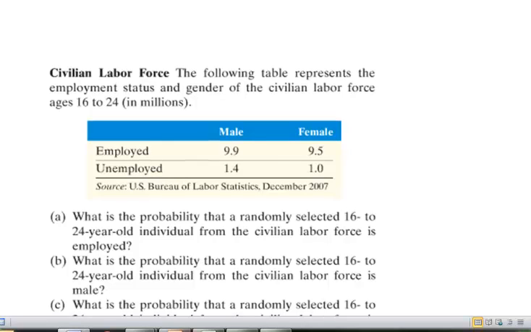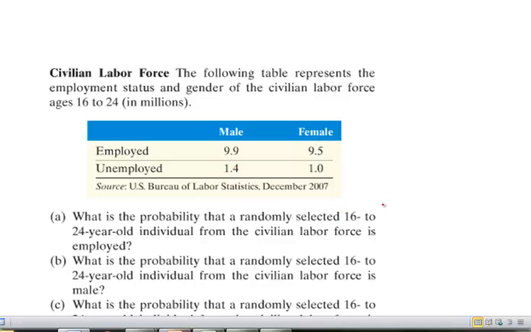Okay, I want to look at a couple probability problems. We didn't do a whole lot in probability, but just to make sure we're okay with this. Let's say we've got a two-way table like this. The following table represents the employment status and gender for the civilian labor force age 16 to 24. This is in millions. So we have 9.9 million males employed, 1.4 million males unemployed, and similar for females.